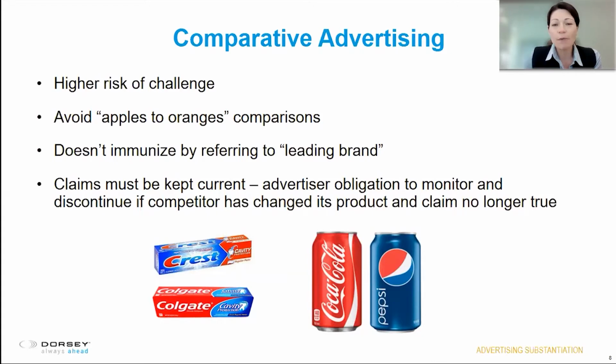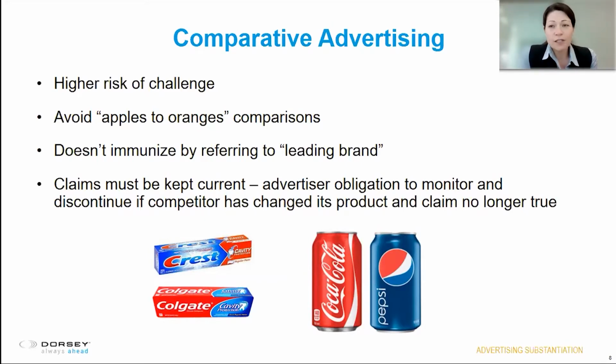You want to avoid apples to oranges comparisons here. So you want to consider the most similar variety of your competitors' products when you're making these types of claims. If there isn't a very similar variety, you're going to need detailed disclosures so that there's support for your claim. Also, you can't avoid substantiating a claim by simply referring to the leading brand. Your claim must actually be truthful and non-deceptive as it relates to the leading brand in the market.